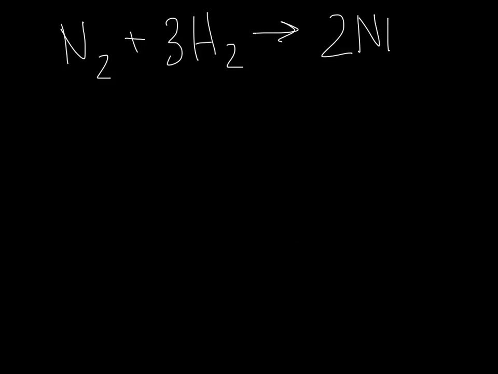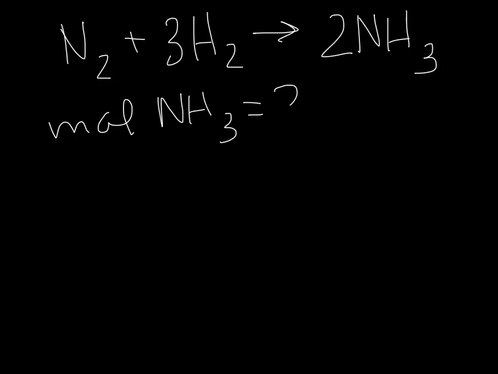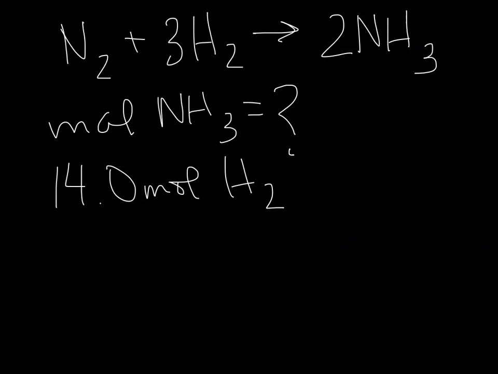So in your homework, handout 8-1, the first equation asks you, if you have the chemical equation N2 plus 3H2 yields 2NH3, how are you going to figure out how many moles of ammonia will be produced if you start with 14.0 moles of hydrogen gas?